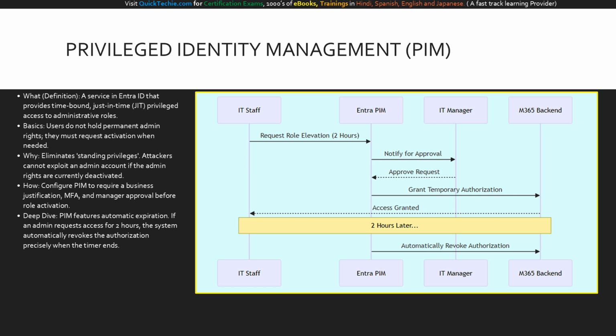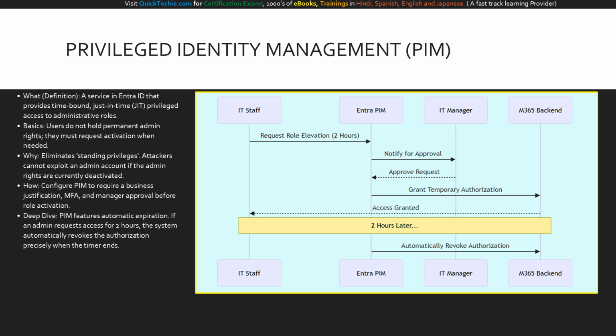Crucially, this elevation is strictly time-bound. The engineer might only be authorized for 2 hours. The moment that timer expires, PIM automatically strips away the admin rights, returning the account to a standard user state. This ensures your most critical enterprise controls are locked down unless actively and legitimately in use.